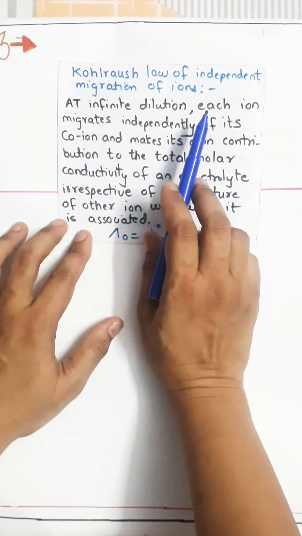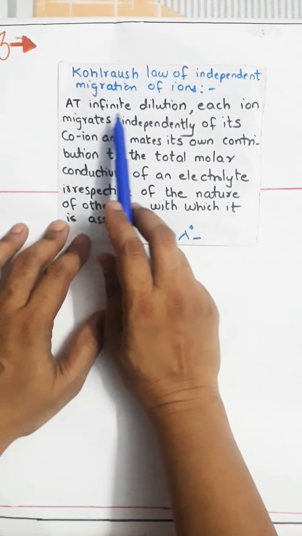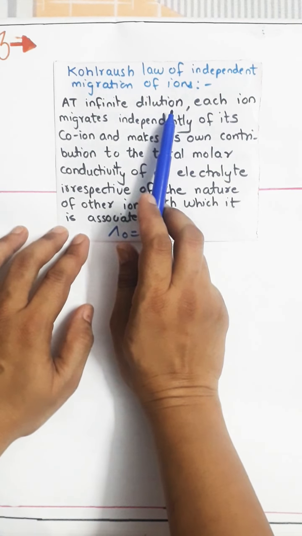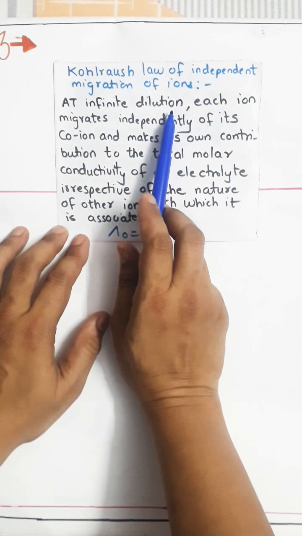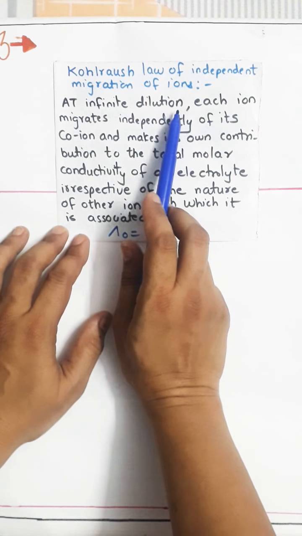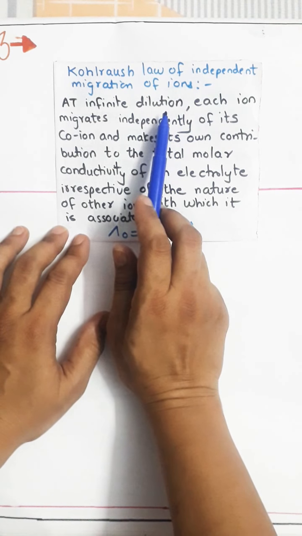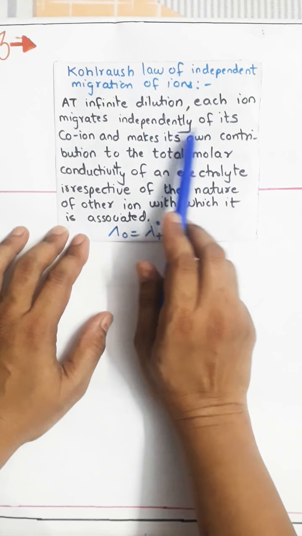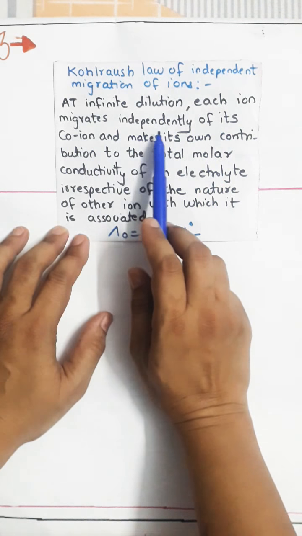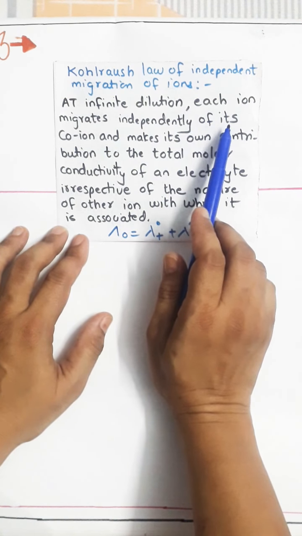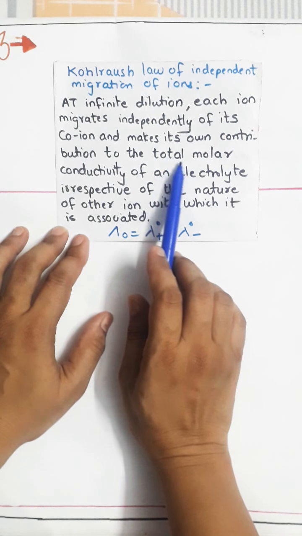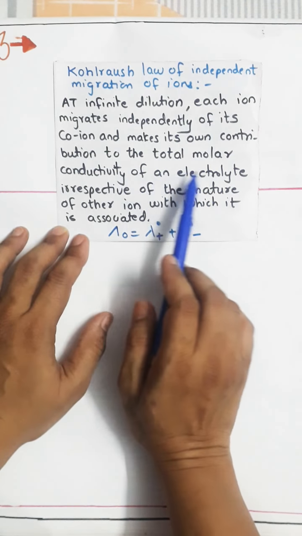Now what does it mean? It means that at infinite dilution, when you have added excess water to such an extent that the electrolyte has completely dissociated into ions, each ion will migrate independently of its co-ion. Each ion, whether it is a cation or anion, will migrate towards the oppositely charged electrode, and they are going to contribute to the total molar conductivity of the electrolyte.